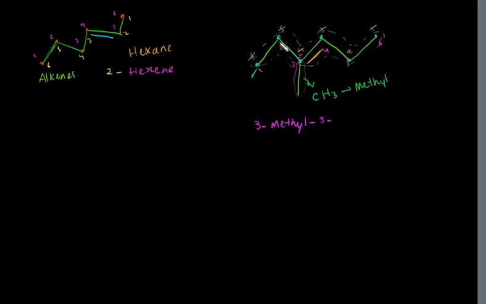As I know that this chain is hexene, I will need to use the prefix hex and then the alkene group, which is ENE. So it will be hexene. So the full name is 3-methyl-3-hexene.